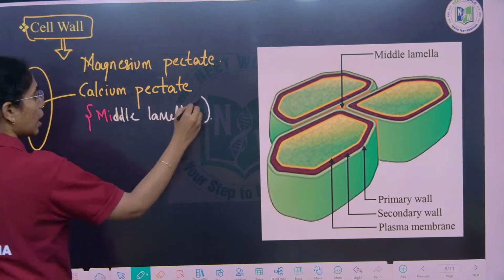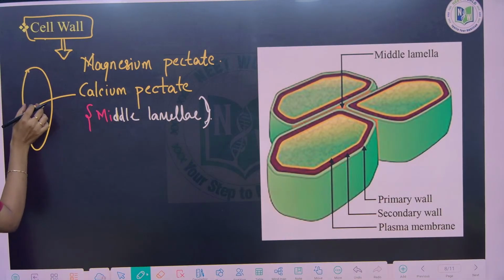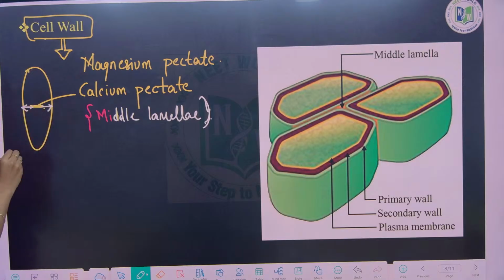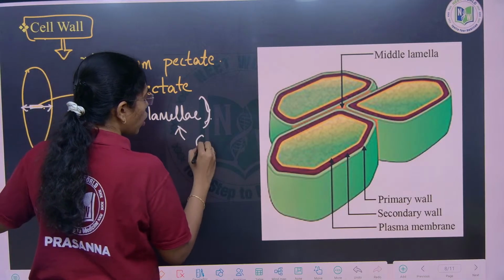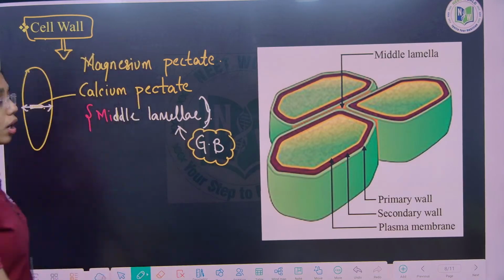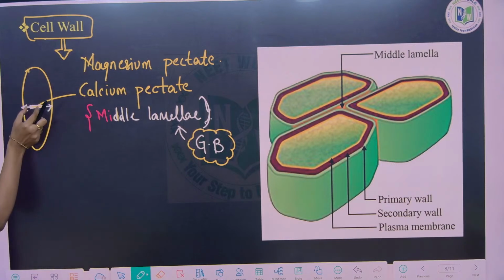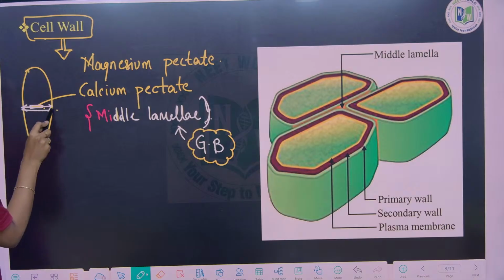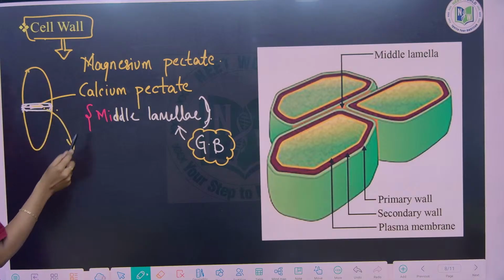And next, when this middle lamella is extending towards the periphery from the center, a small layer is formed at the center that is known as middle lamella. This is rich in calcium pectate and magnesium pectate, and which organelle is synthesizing this middle lamella? It is synthesized from Golgi bodies or Golgi apparatus. From the center, this is moving towards either of the peripheral ends, and at the end it forms a cell plate.